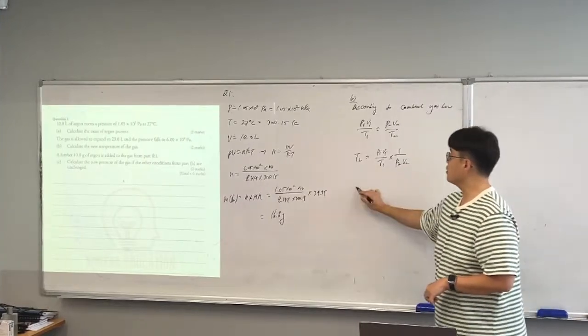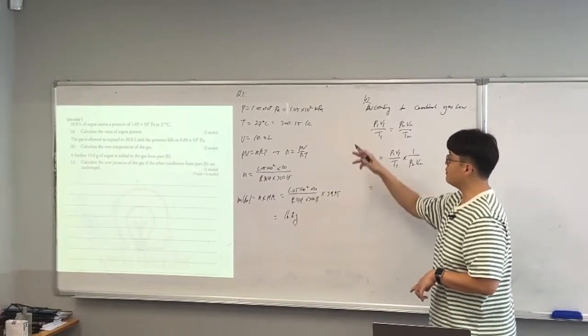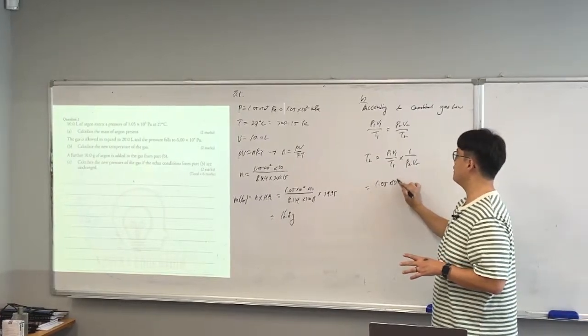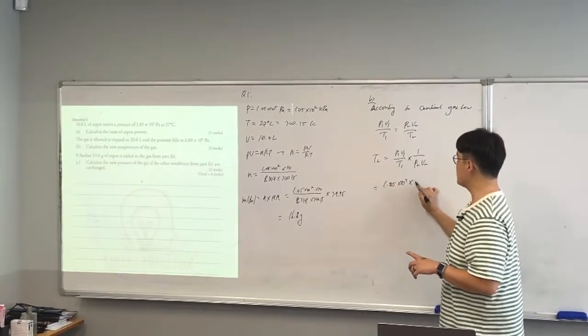Does it make sense? So let's get that. P1 we used to have, let's leave that in the Pascal value. It doesn't really matter for now. 10 to the power 5 times the V1, that's what used to be 10 liters.